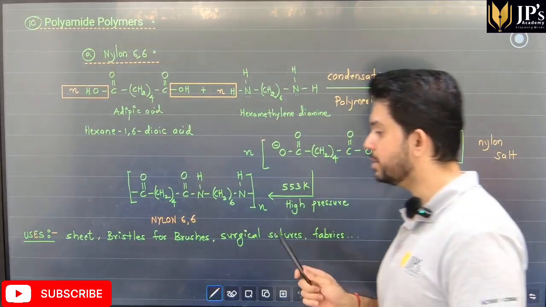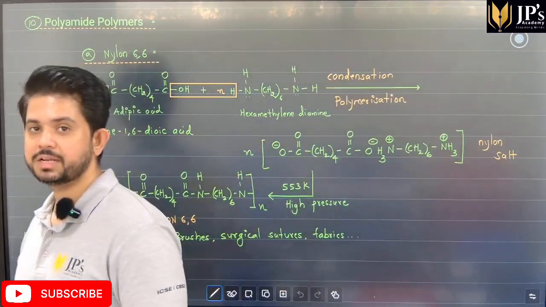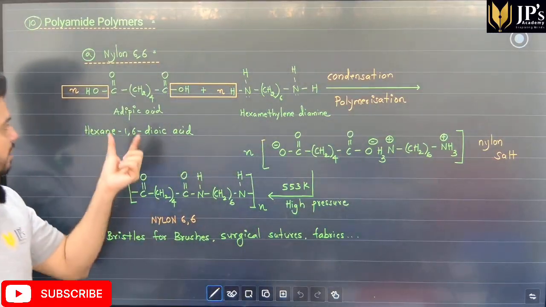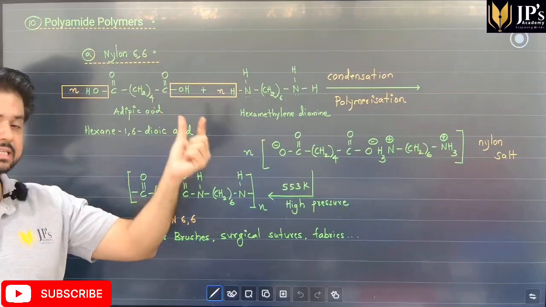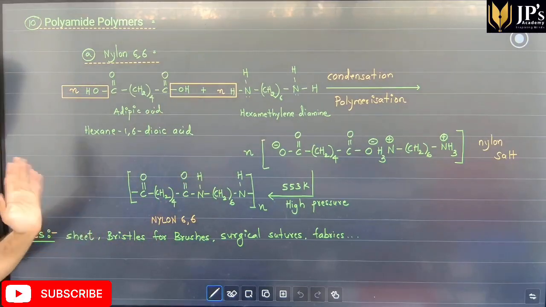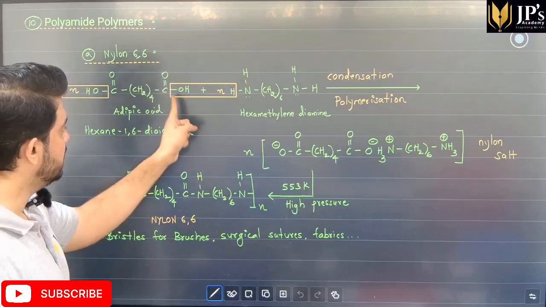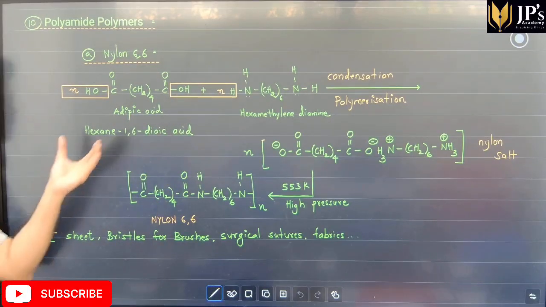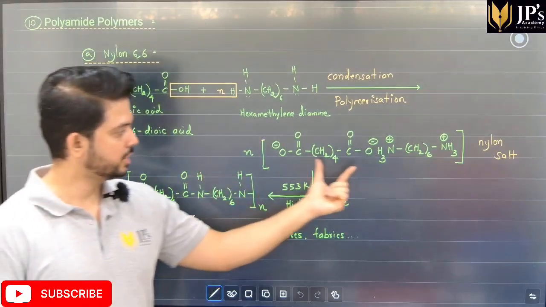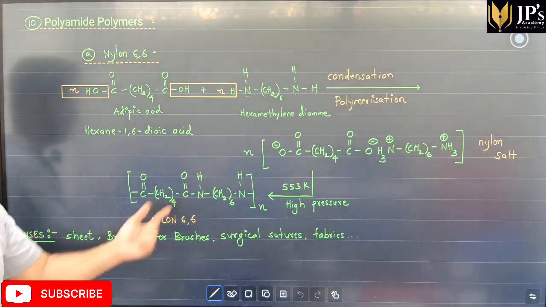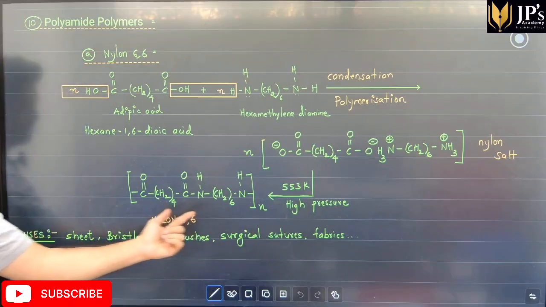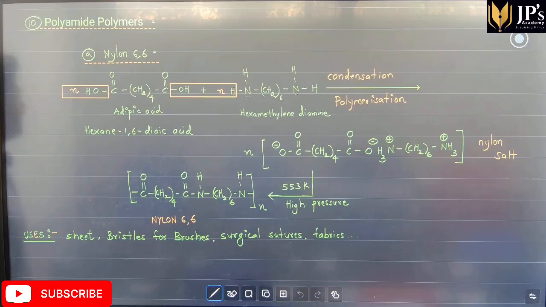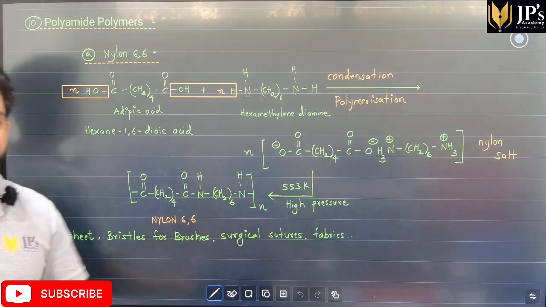And students, if you remember, we did condensation polymerization, where you remove a small molecule like water, like methanol. So nylon 6,6 is a condensation polyamide polymer, because if you see, we're removing H2O from the monomer units, and this is the intermediate nylon salt, which at 553 Kelvin under high pressure becomes nylon 6,6. And here CONH is the amide linkage, which repeats, and that's why it's called polyamide.